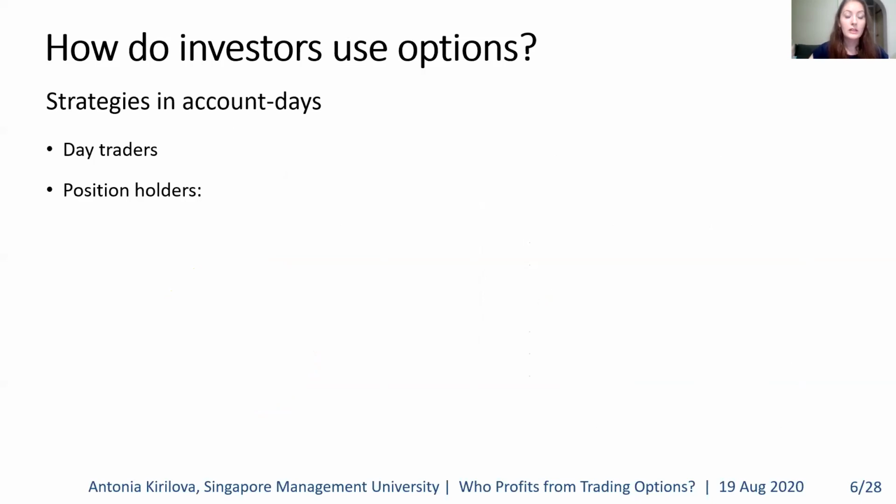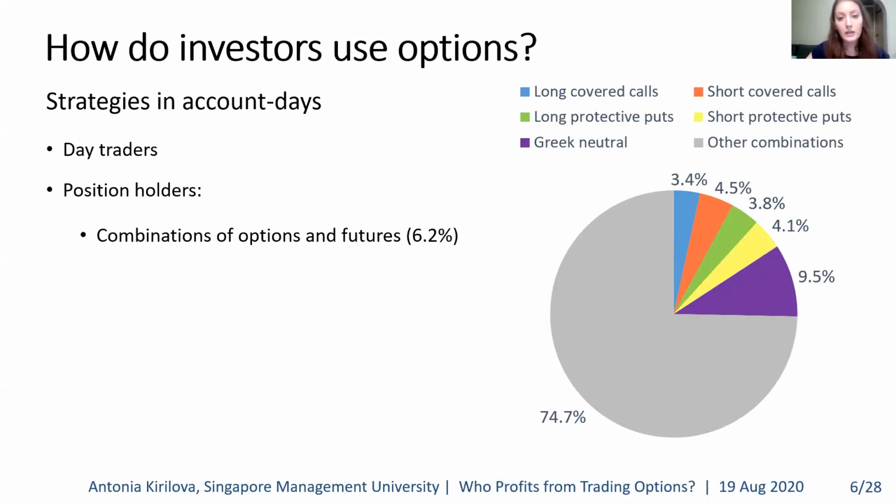As for position holders, we can observe all the different option contracts and futures contracts that they hold at the end of each day. And out of those positions, I extract the strategy that they are using and categorize it into the following categories. First, we have combinations of options and futures. Those account for about 6% of all account days. And futures provide exposure to the underlying market, and options can be used to hedge that exposure. But when we look at the traditional strategies that are used for hedging, such as covered calls and protective puts, we see that they are only a small fraction of all the combinations of options and futures. And the rest are other combinations.